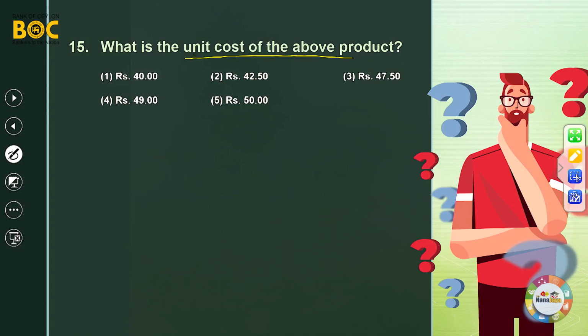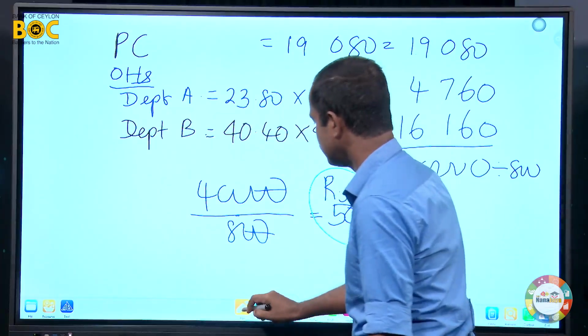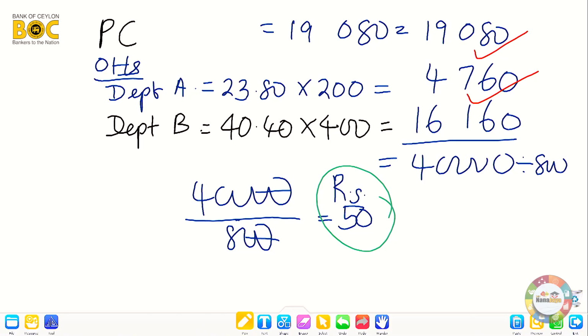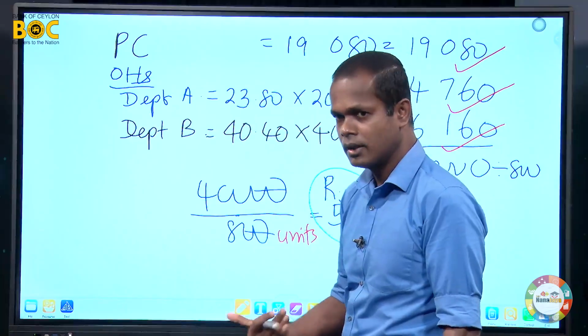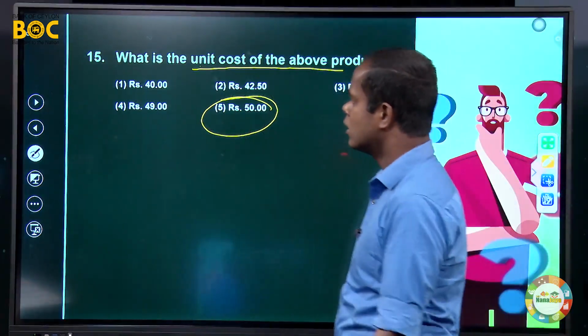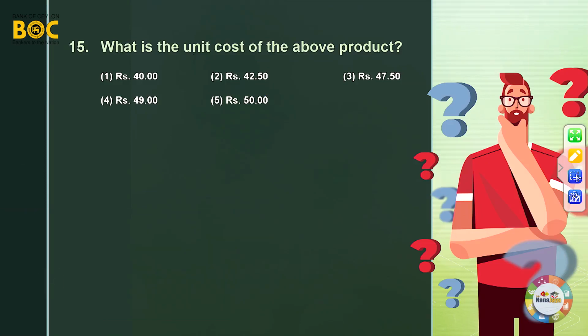The unit cost we calculated is 50 rupees. This is how we calculate it. The prime cost was given, and the overhead we calculated for department A and department B. This was 800 units. The 40,000 rupees for 800 units, then per unit 50 rupees. Question number 15, the answer is answer 5.